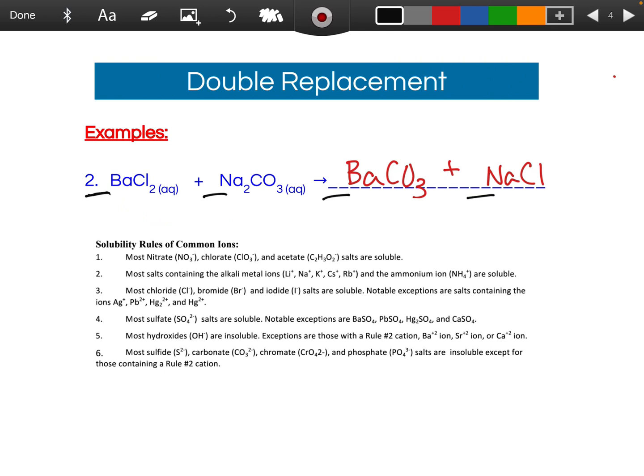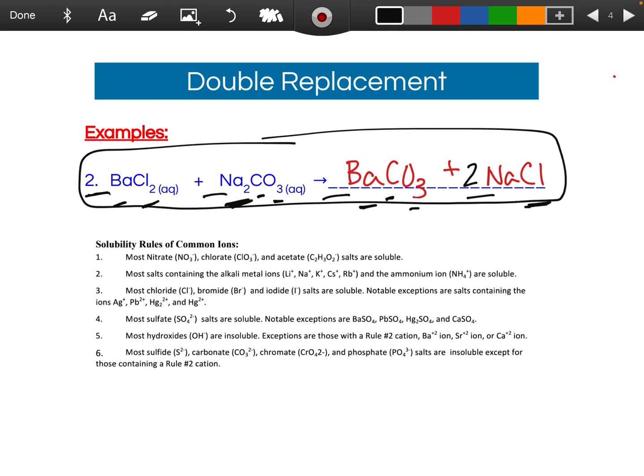So on the reactant side, we have 1 barium, and on the product side, we have 1. We have 2 chlorides on the reactant side and only 1 on the product side, so we need a 2 here. That gives us 2 sodiums. Here we have 2 sodiums. Here we have 1 carbon, 3 oxygens, 3 oxygens. So this would be our final balanced equation.